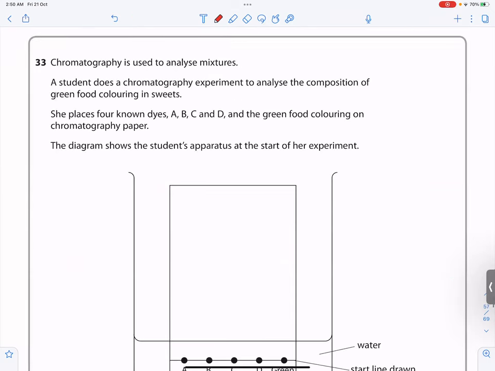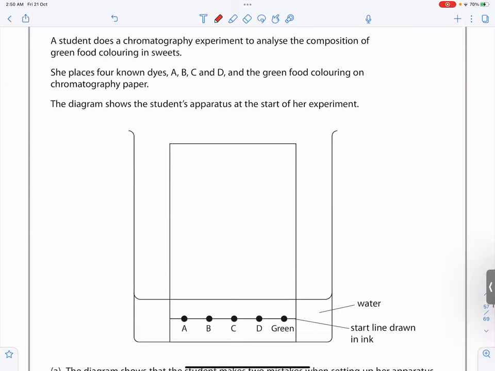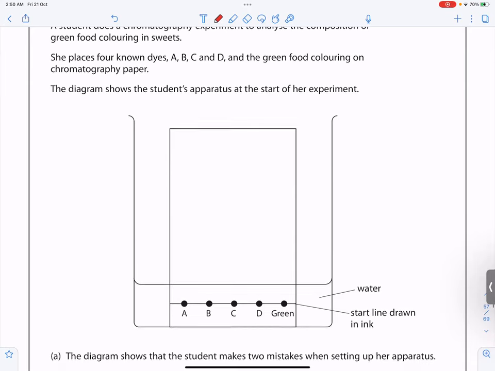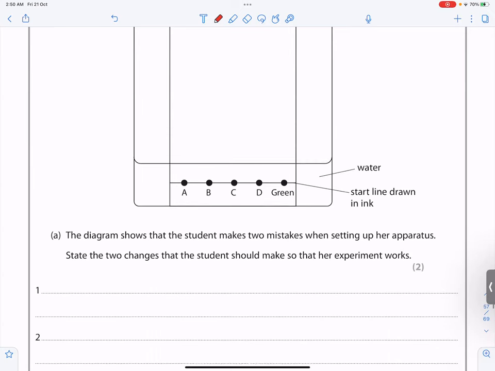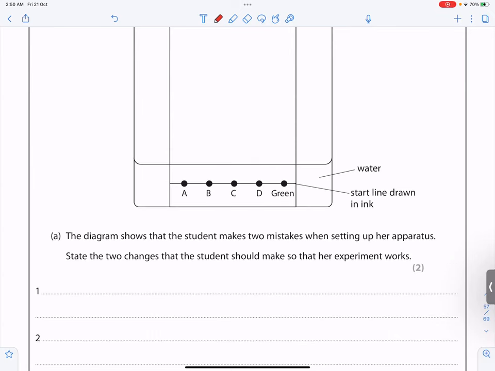Question 33. Chromatography is used to analyze mixtures. A student does a chromatography experiment to analyze the composition of green food coloring. She places four known food dyes A, B, C, and D and the green food coloring on the chromatography paper. The diagram shows the student's apparatus at the start of her experiment. The diagram shows that the student makes two mistakes when setting up her apparatus. State two changes that the student should make so that her experiment works.